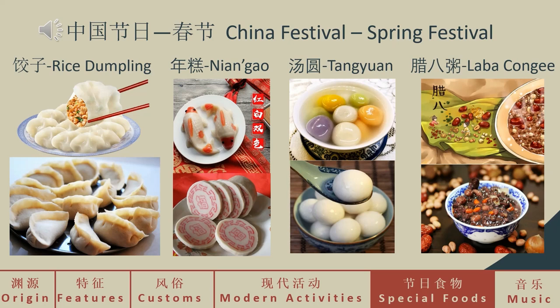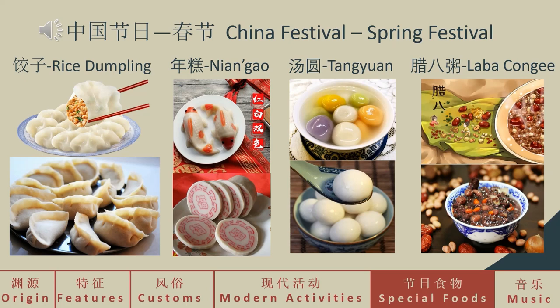And we can also see the fish. It is a very lucky symbol in Chinese culture. 年糕 has colorful types that depend on who made them. If my mom made it, it will be like artwork, just like the picture.